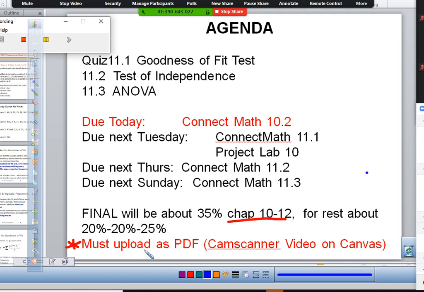So there's a video on how to use Cam Scanner on Canvas, so you can watch the video so you know how to use it, because you have to upload it as a PDF. There's zero chance I'm going to get all the finals graded on time if they're not all PDFs, and ideally one PDF.